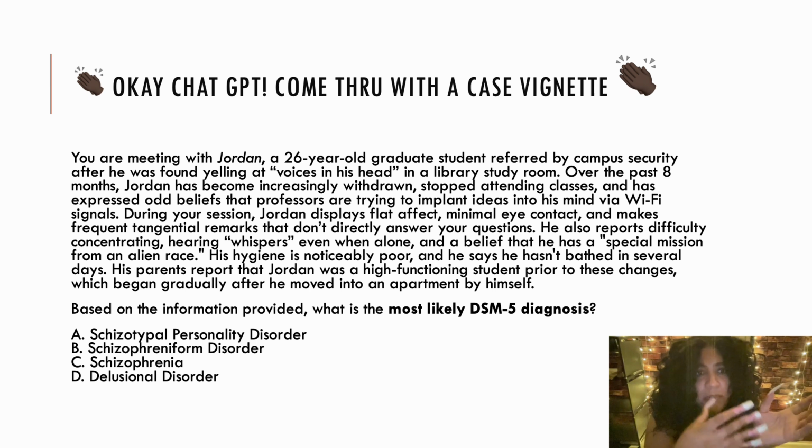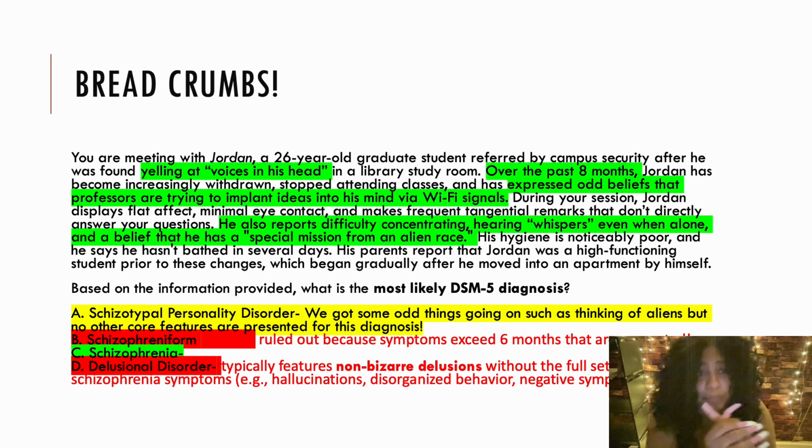going on here, right? We've got some odd beliefs going on here. He's thinking aliens, he's on a special mission. His teachers are trying to implant some things in his head, right? He hasn't bathed in several days. So we've got a lot of stuff going on. So take a look at your responses, and then let's see. We can definitely do some elimination here.